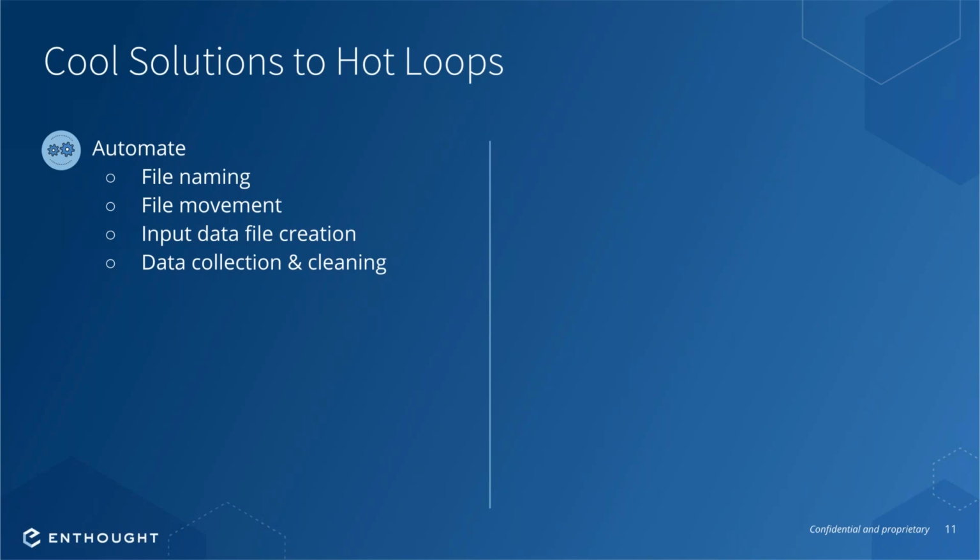It can be tiny things like automating how files are named, so it's standard, easier to parse, easier to keep track of. Moving files around so you don't have to copy paste, so you're sure files go to the right place. Automatically creating input data for your simulator, or automatically collecting the data that, say, machines are producing so that it automatically gets into a central database, central data catalog, or something like that.